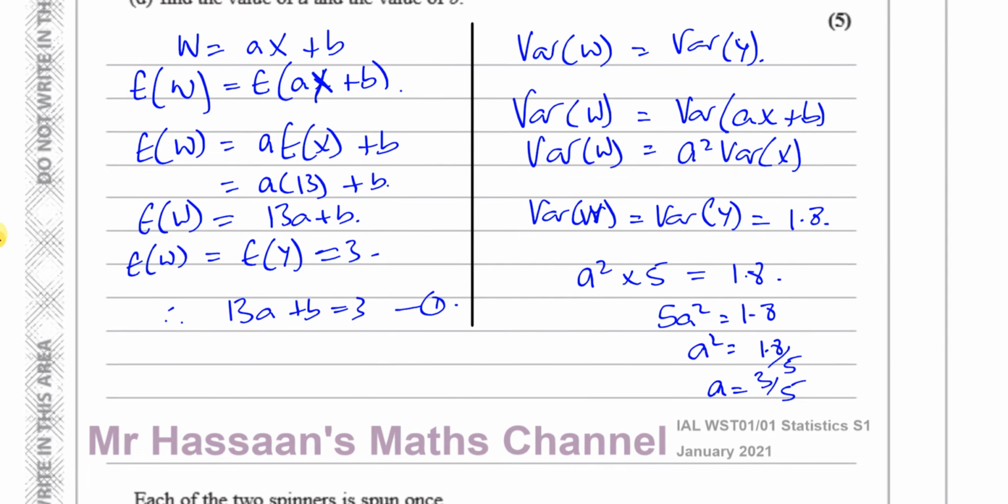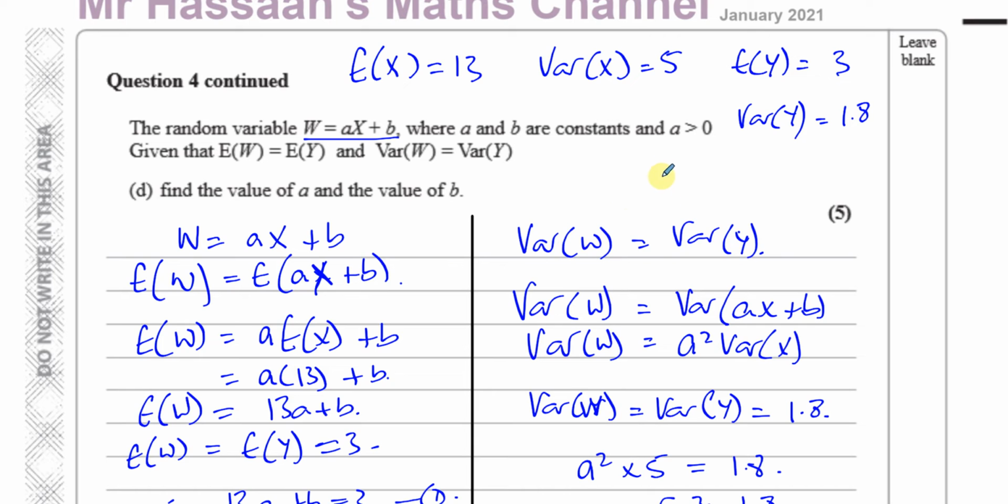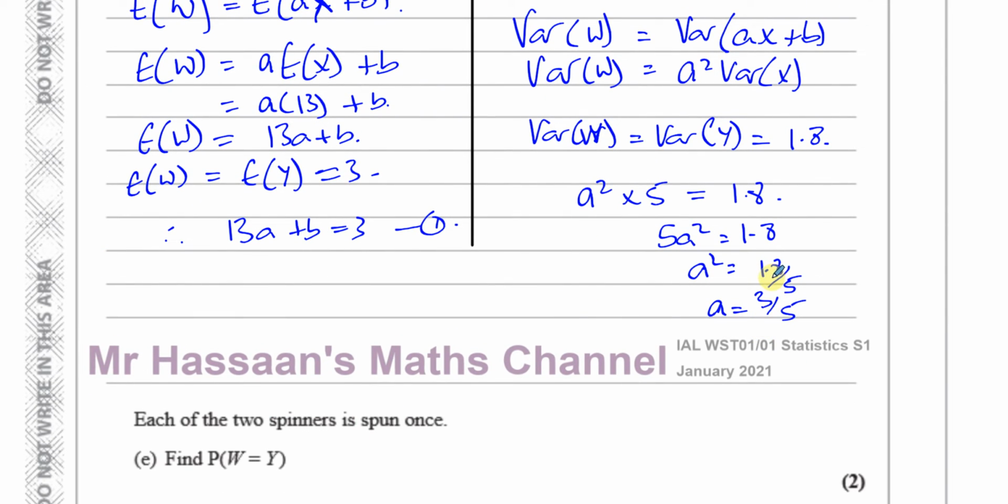They told us that a is greater than 0 because a could have been minus 3 over 5. If I take the square root of 1.8 over 5, I could have plus or minus 3 over 5. But they told us that a is a positive constant. Okay, so we know that it's 3/5 exactly.